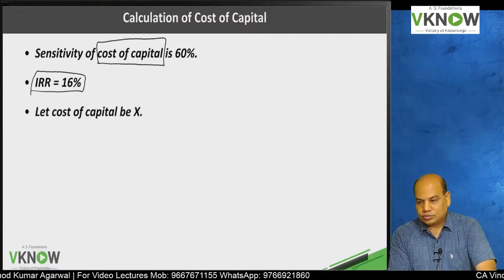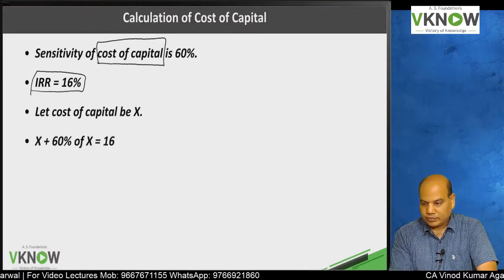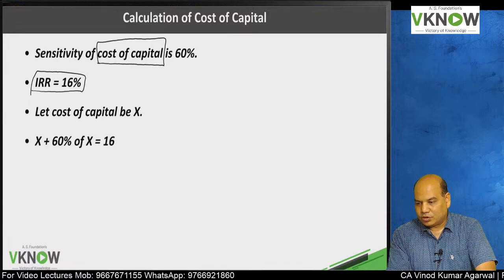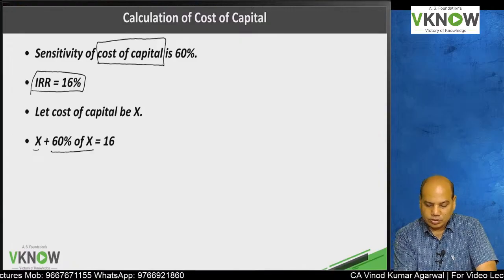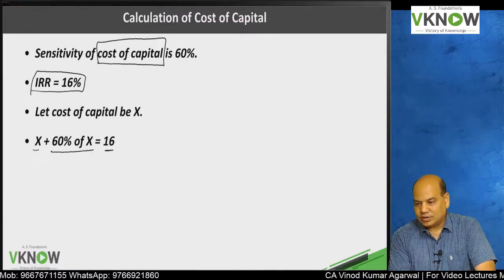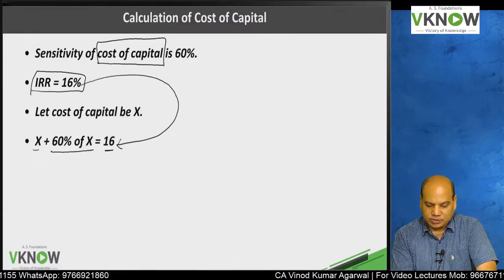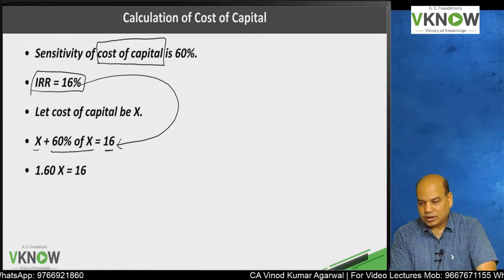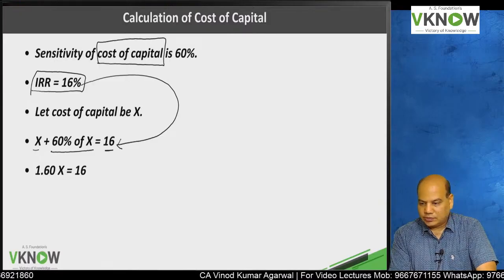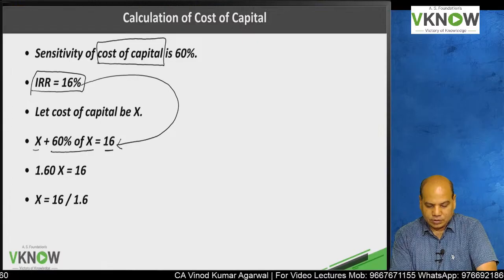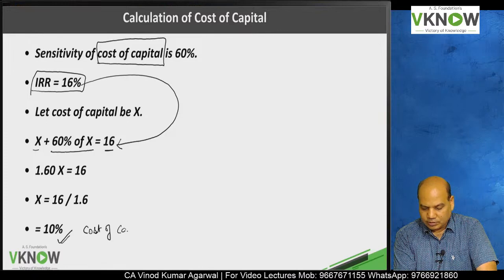So let us assume cost of capital be X. If cost of capital increases by 60%, it will be equal to 16, that is IRR. It will become equal to IRR because at IRR NPV is 0. 1.60x equal to 16, and therefore x equal to 10%. So this is my cost of capital.